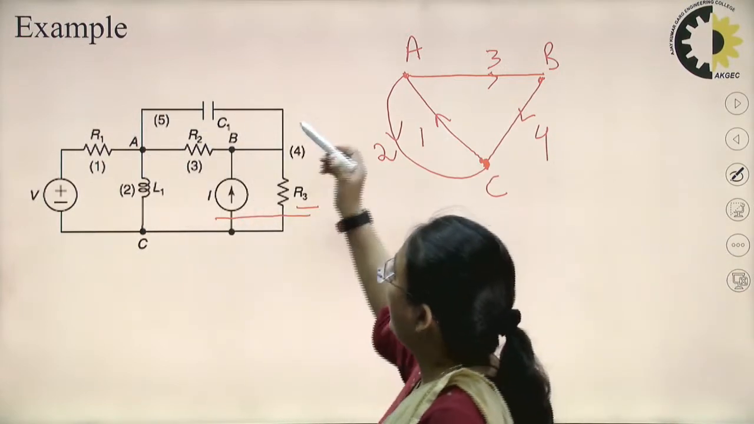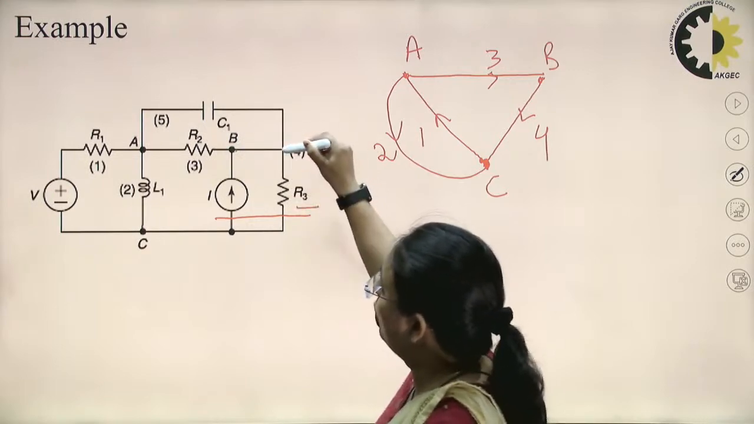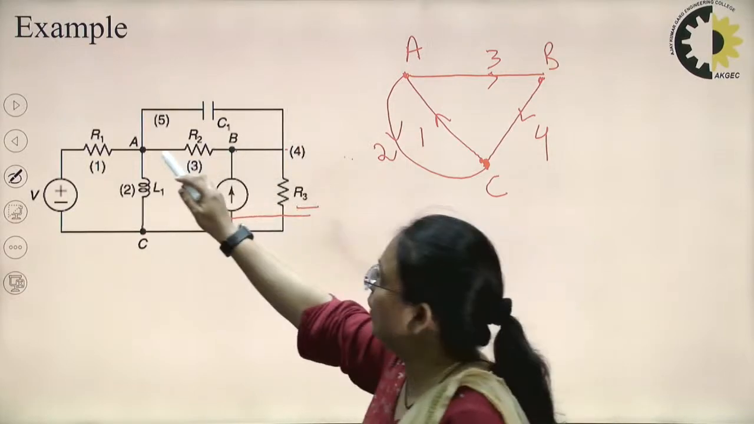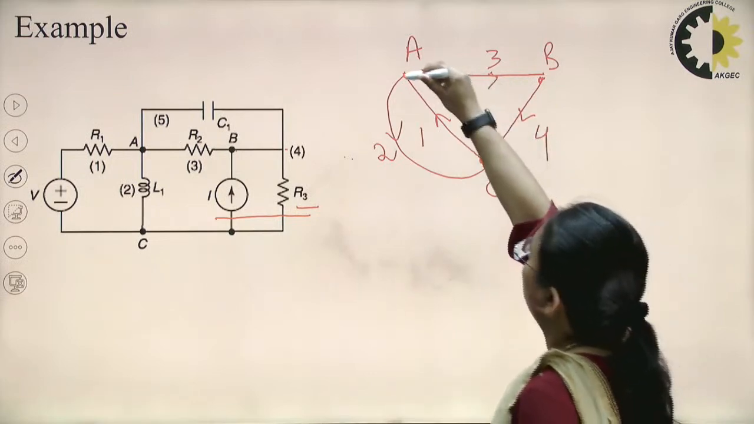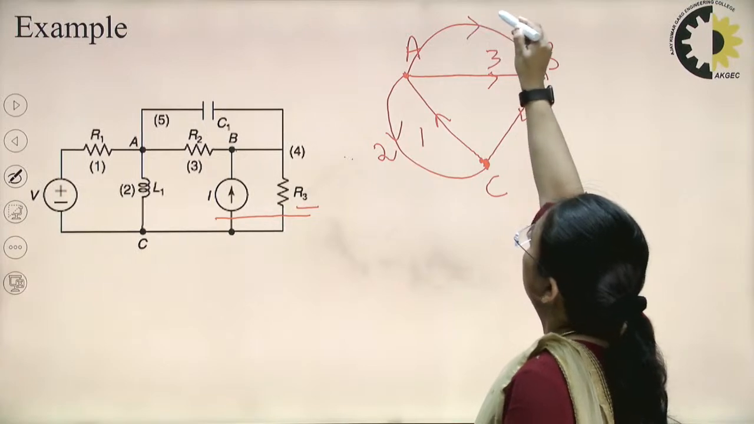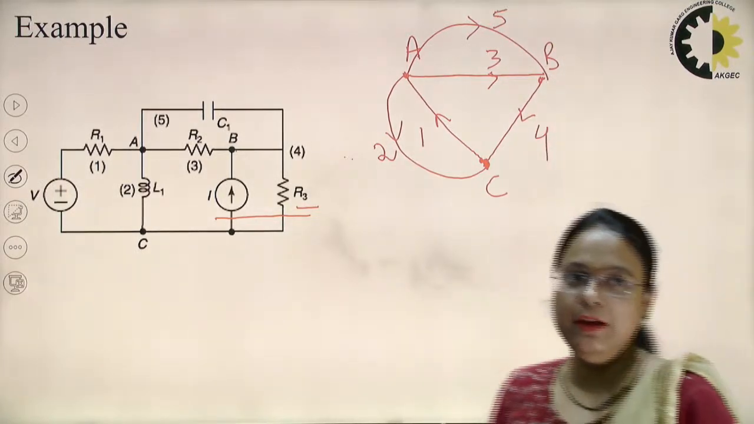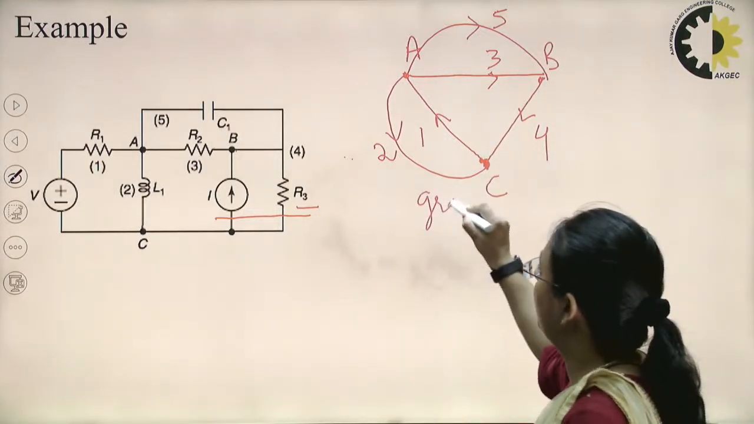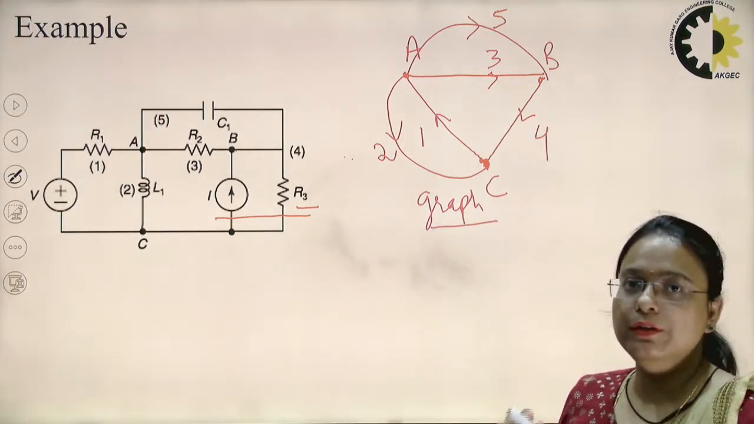I will give the direction and name it branch number 4. Between this you can see that this node and this node are both the same node, this is also a B node. So between A and B there is one capacitor connected, and I will represent it with a single branch and name it the 5th branch. So you can see here I have drawn a graph for this electric network. Now from this graph I will draw the tree.